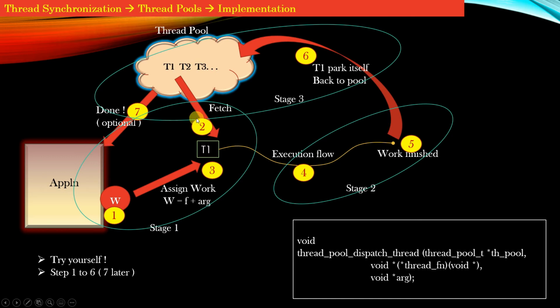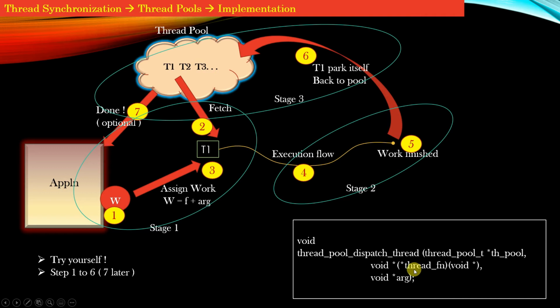At this point of time, our objective is to implement this particular API, that is thread pool dispatch thread, right? It is in this API that we are going to implement all the 7 steps. Now, if you see the prototype or signature of this API, it accepts 3 arguments. The first argument is a pointer to the thread pool. The second argument is a pointer to the function, and this function represents the work which the application wants to do using thread pools, right? So the pointer to this thread function has to be provided by the application at the time of invoking this API.